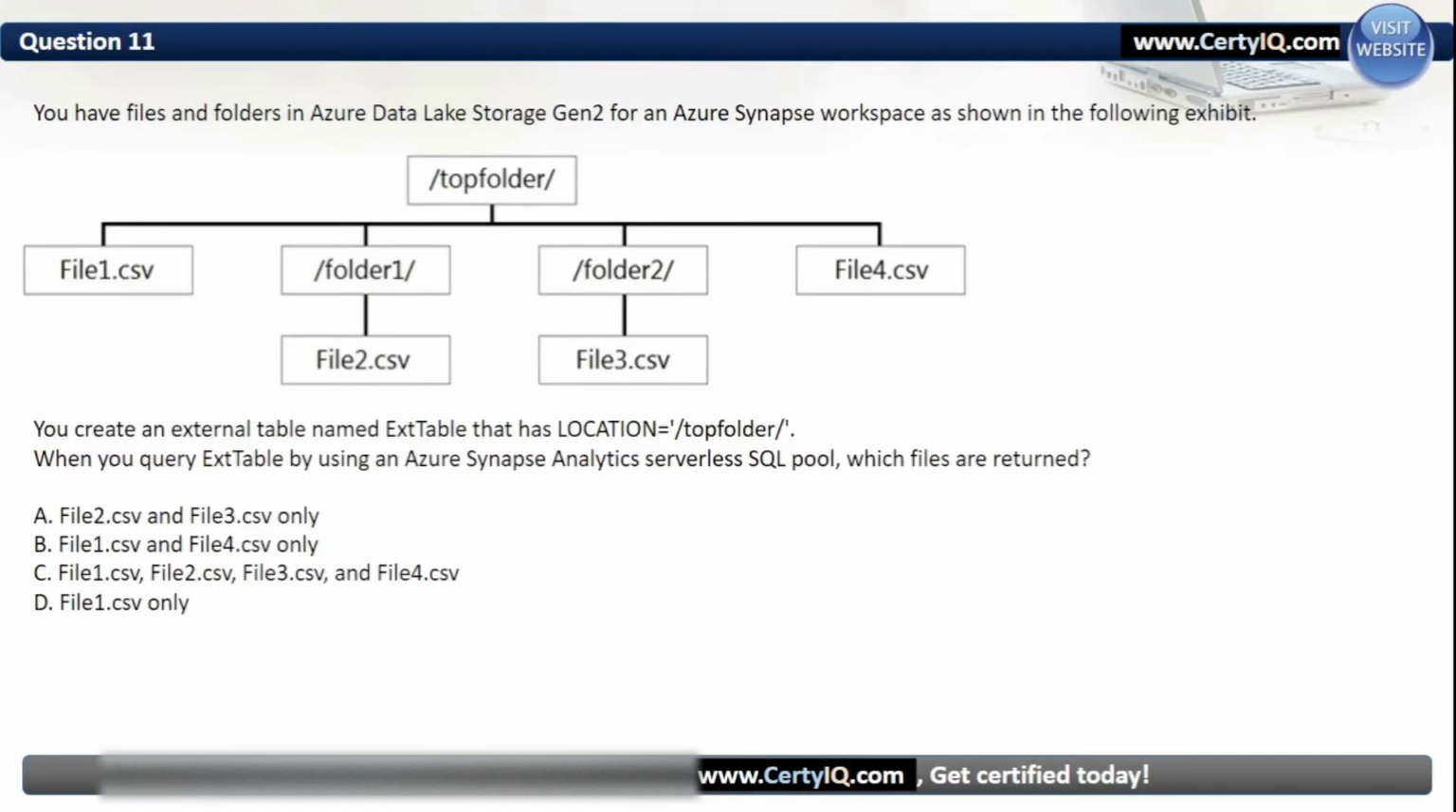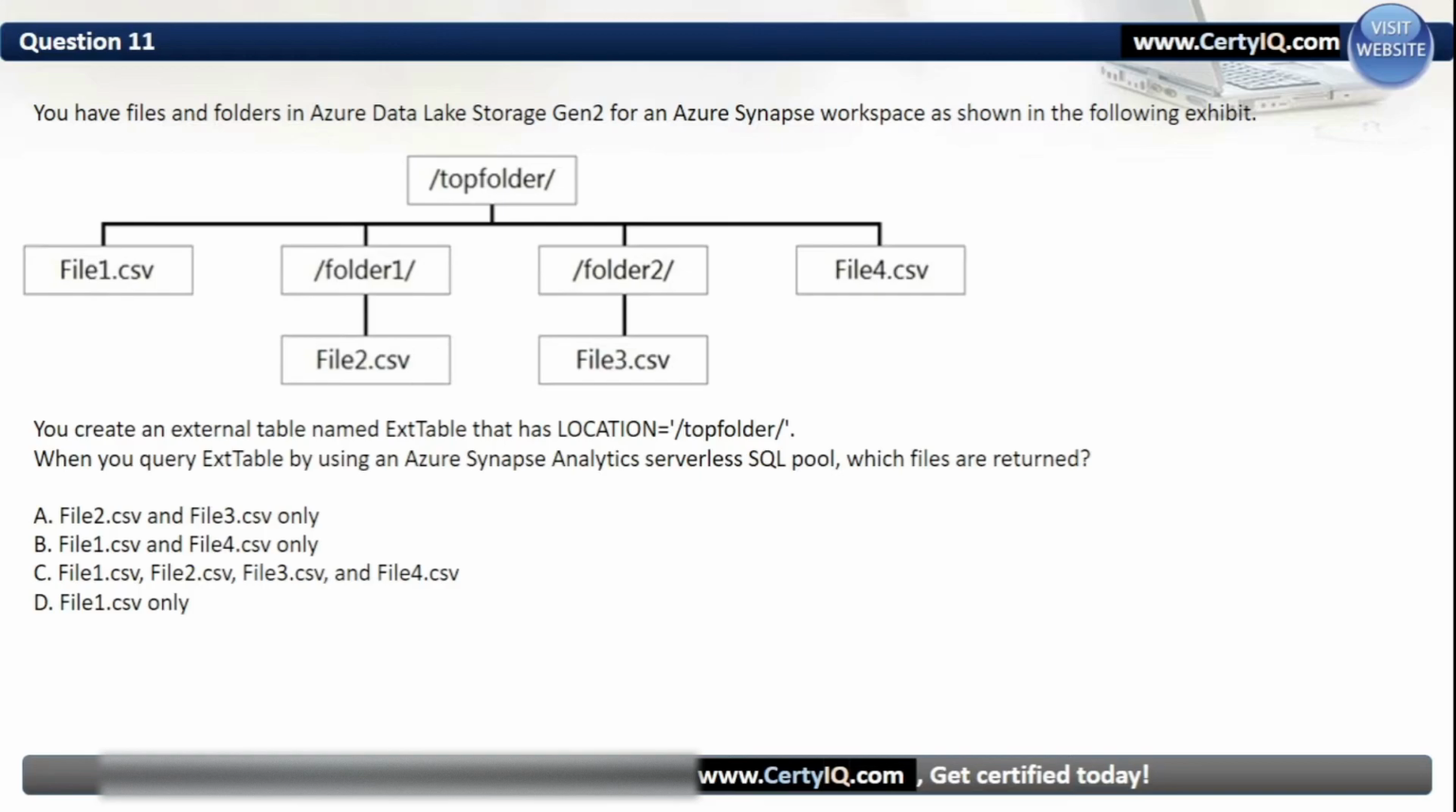Question 11. You have files and folders in Azure Data Lake Storage Gen 2 for an Azure Synapse workspace as shown in the following exhibit. You create an external table named ext table that has location equals /top folder/. When you query ext table by using an Azure Synapse Analytics serverless SQL pool, which files are returned?